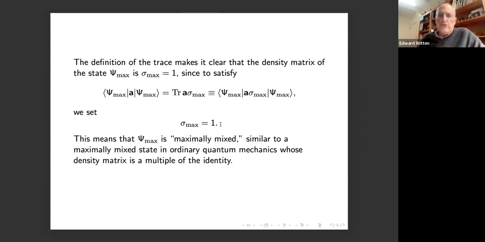That means that psi max is maximally mixed. It's analogous to a maximally mixed state in ordinary quantum mechanics whose density matrix is a multiple of the identity. In ordinary quantum mechanics, we usually have a multiple of the identity. Here we actually have the identity. The reason is that in this context, we defined the trace so that the trace of the identity is 1. Well, in ordinary quantum mechanics, one usually defines the trace so that the trace of the identity is the dimension of the Hilbert space. So because of that different normalization of the trace, here sigma max is 1, while in ordinary quantum mechanics, a maximally mixed state would have a density matrix that's a multiple of 1. So we found the density matrix of one state, namely the state psi max.